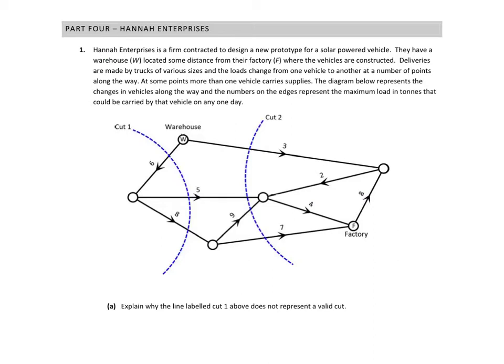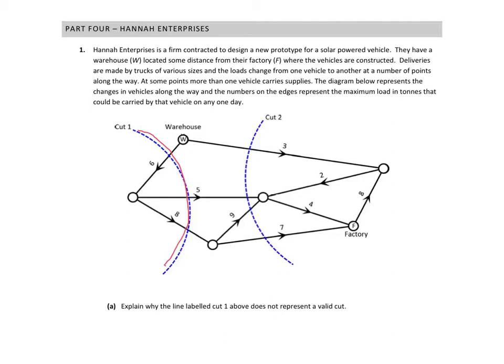So we can see here cut 1 is cutting across these edges here. Now if we're talking about our warehouse to our factory as the direction of flow, so our start point is the warehouse and our end point is the factory, I can still get to the factory even with that cut. So that means that cut 1 is not valid because it doesn't stop the flow from warehouse to factory. Part B then asks, find the capacity of the line labelled cut 2.